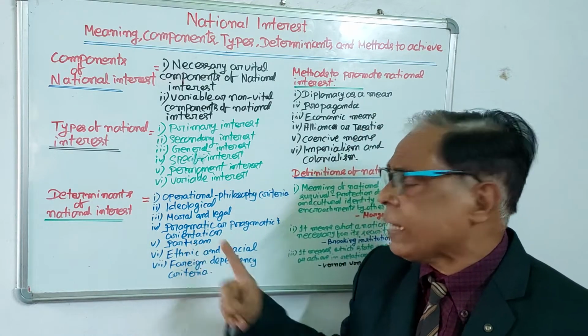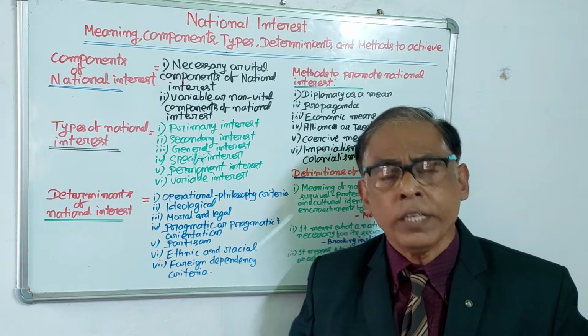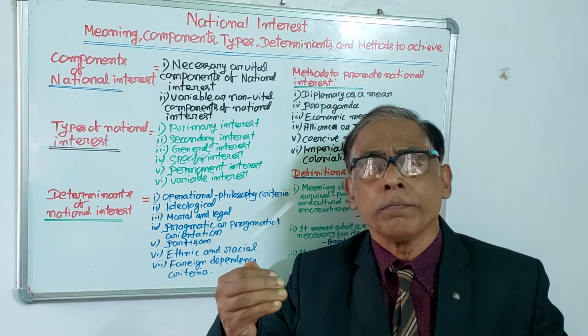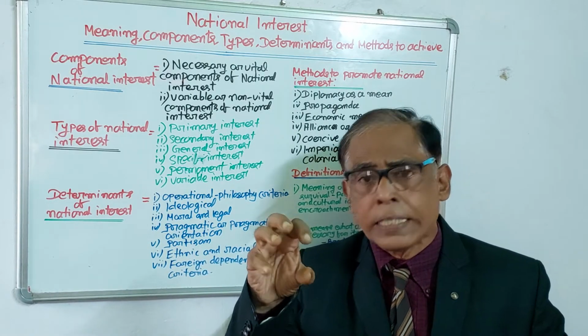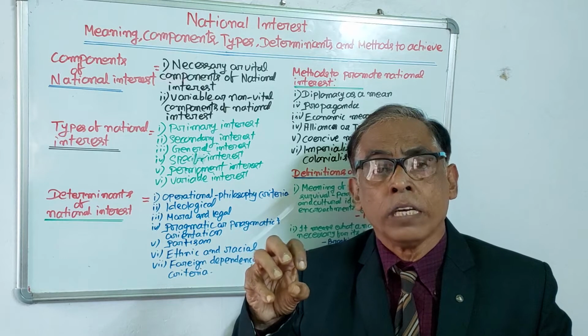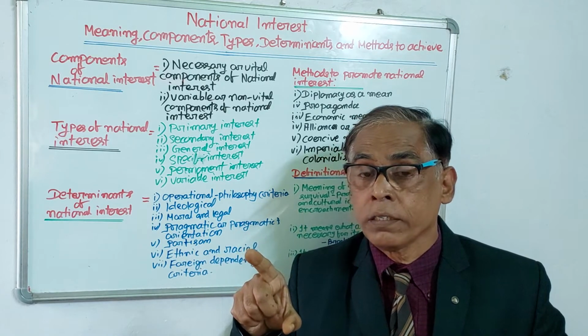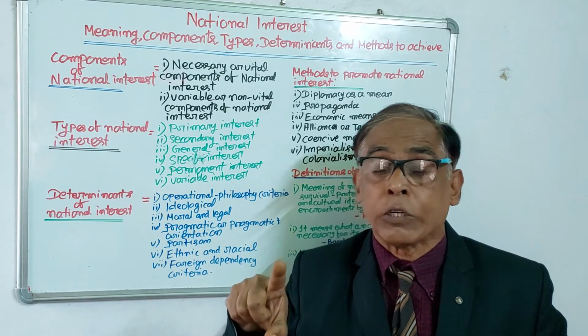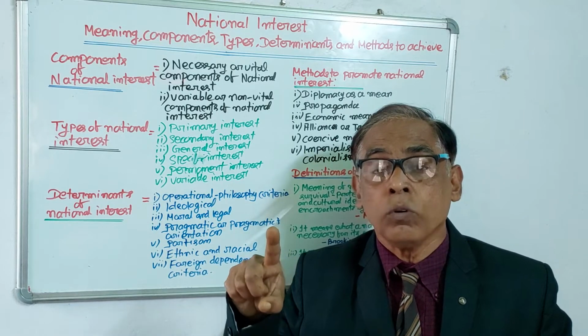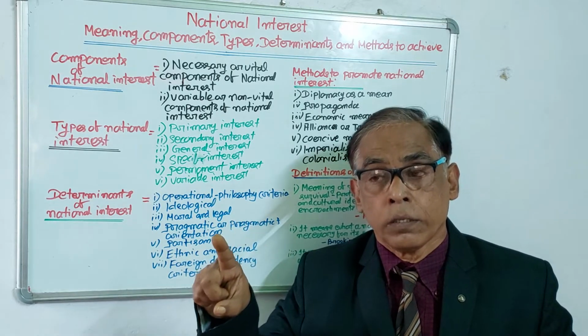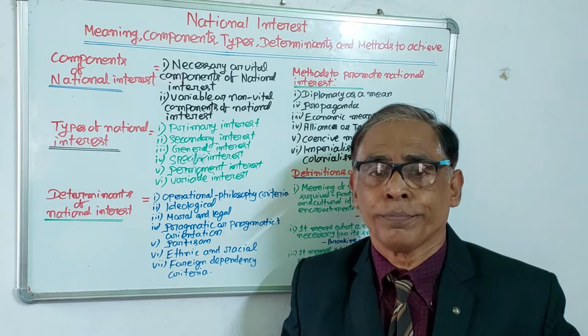And number 5, partisan. It means whenever a group takes the power of a country, if it is from a majority group, it will try to fulfill the goals of the majority group.